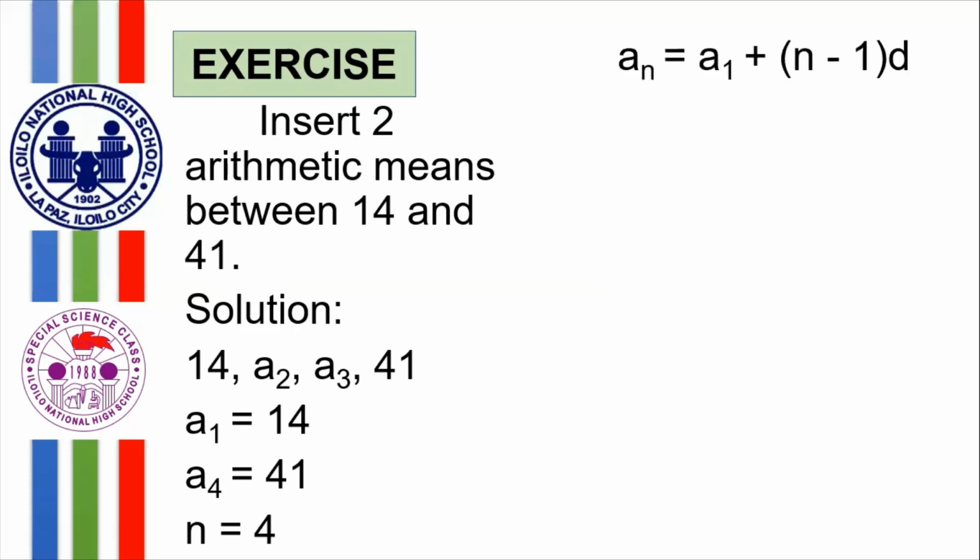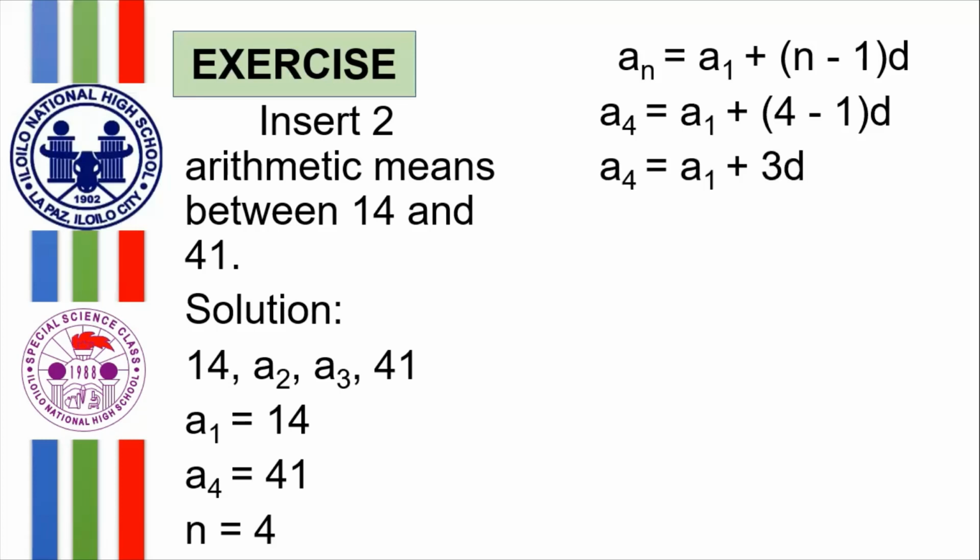Next, recall your explicit form of an arithmetic sequence. We will replace all n's with 4. So with such, you have a sub 4 equals a sub 1 plus the quantity 4 minus 1 times d, or a sub 4 is equal to a sub 1 plus 3d. We know that a sub 4 is 41 and a sub 1 is 14. So you have 41 equals 14 plus 3d from substitution.